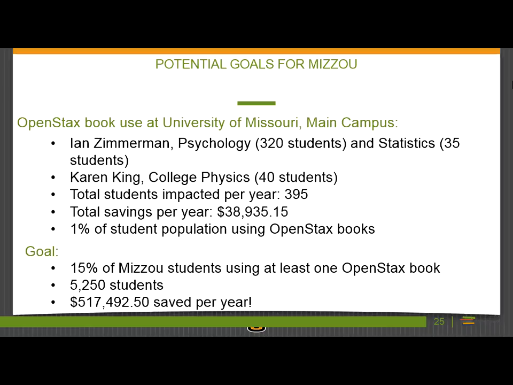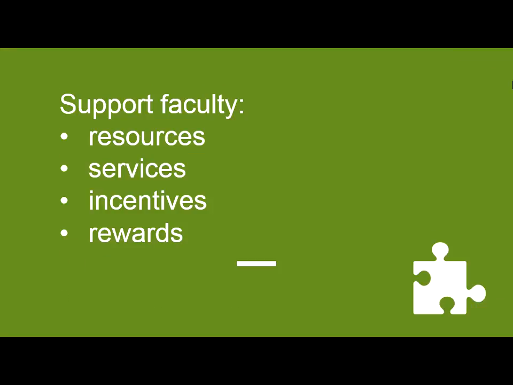So imagine if we got that up to 15% of Mizzou students using at least one open textbook, and that could save over $500,000 per year, and that's just 15% using one. So if we increased OER usage, then I think it could make a huge impact here for student cost.